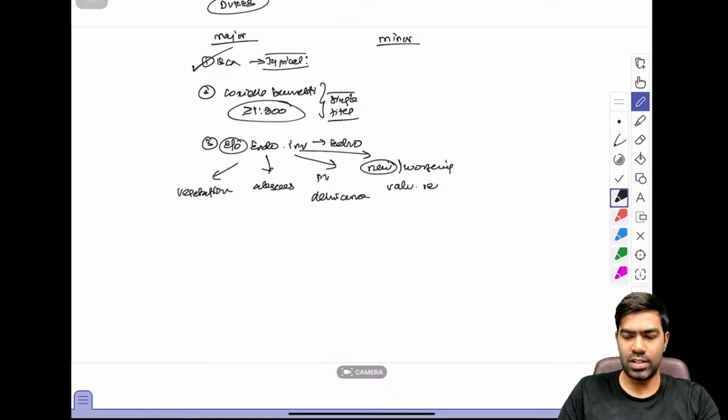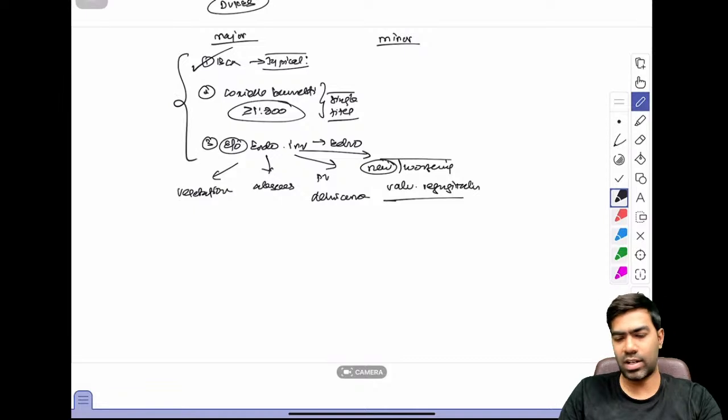So even though the vegetation is not seen sometimes, you can look at this worsening regurgitation without a cause. So that also will come under evidence of endocardial involvement. So these are the three major criteria that are given in the modified Duke criteria.